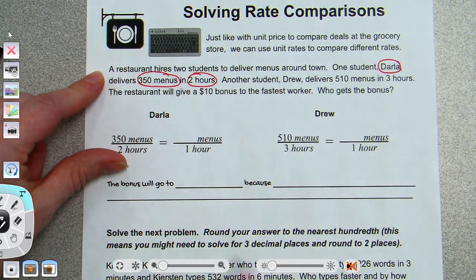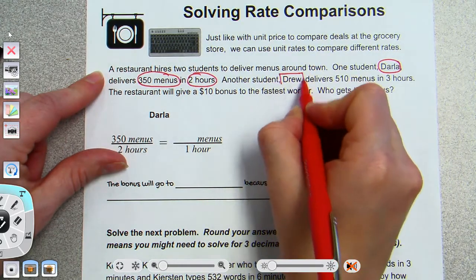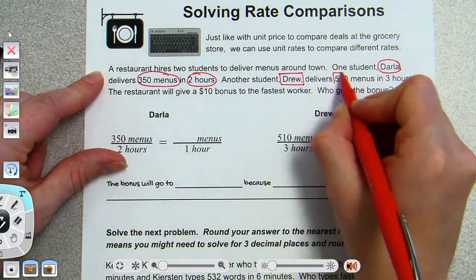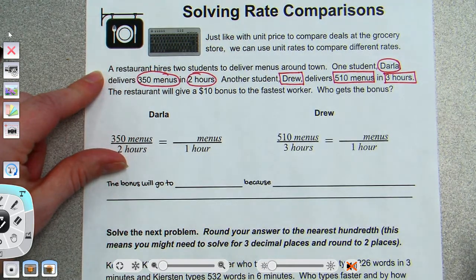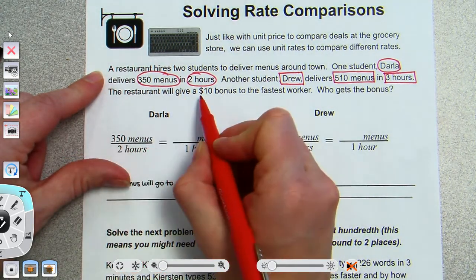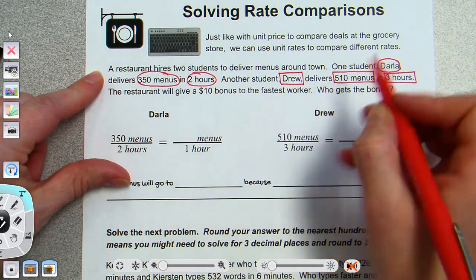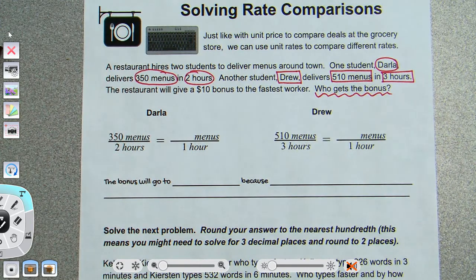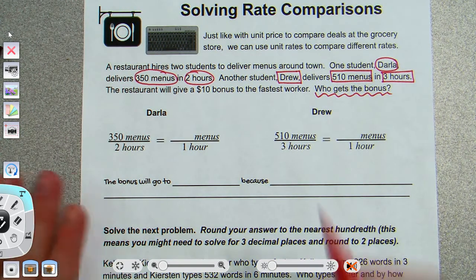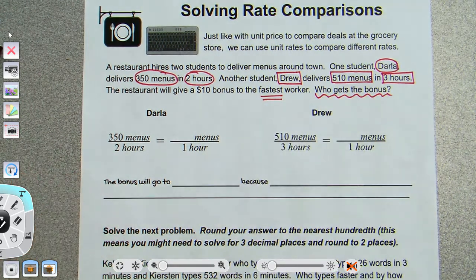Another student, Drew, delivers 510 menus in 3 hours. Now, I already used circles, so I'm going to use boxes this time. Drew gets a box, 510 menus, and 3 hours. Okay. The restaurant will give the $10 bonus to the fastest worker. Who gets the bonus? I'm going to underline that with a squiggle. We've got to figure out who is the fastest. I think maybe that word fastest could help too.